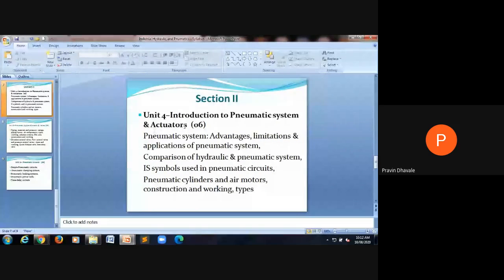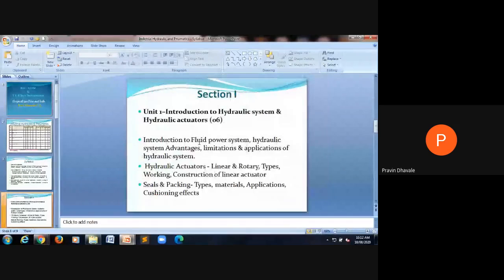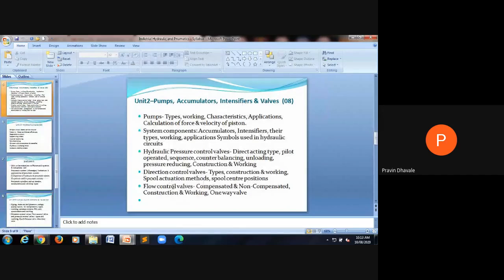In the second section, we are dealing with pneumatics. In the first section, let us take a recap. In hydraulics, we studied the introduction to the hydraulic system and hydraulic actuators, where we saw the introduction of the fluid power system, hydraulic actuator, seals and packing, and cushioning effect. Then we saw the second chapter, that is the pump, accumulator, intensifier, and valves. All these are related to the hydraulic circuit, its type, its construction, its working, its application.